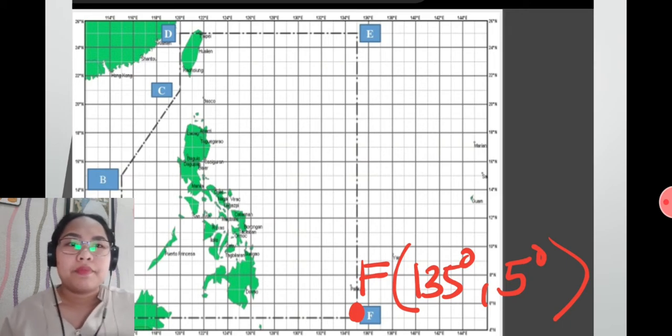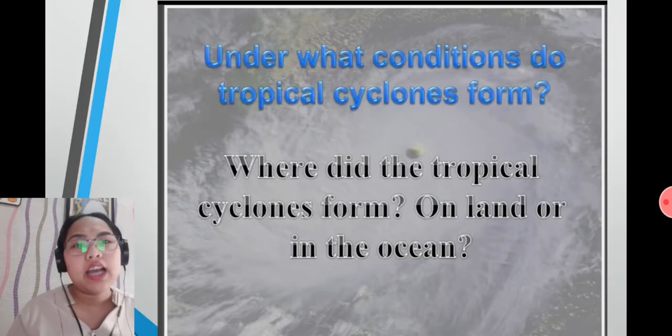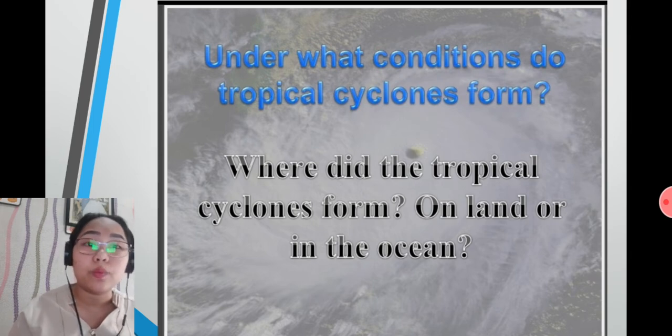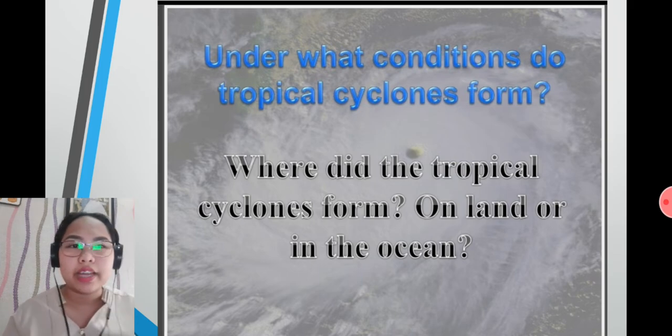Next, let's read. Under what conditions do tropical cyclones form? Where do the tropical cyclones form, on land or in the ocean? So students, what do you think? Where does it form?